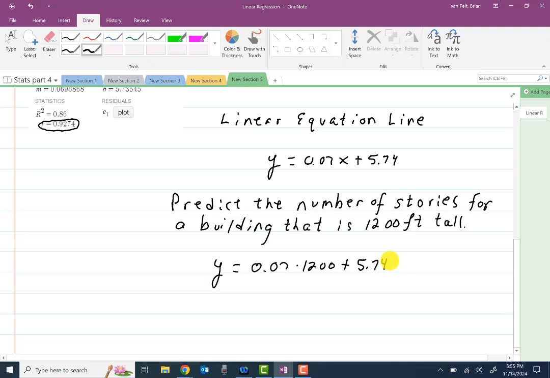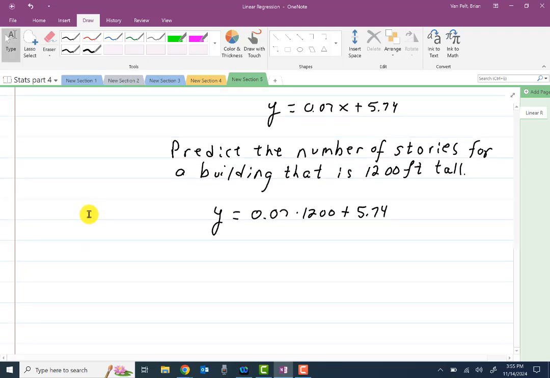Just to remind you of some words that were used, the 0.07 was referred to as the slope. The 5.74 is called the y-intercept. But anyways, this is going to give me a number that I'm going to say is the number of stories. So let's pull out the calculator. I ended up getting 89.74. Remember, that's just an estimate, so we're talking probably somewhere around 90 or 89. But that's all we're looking to do with these problems.